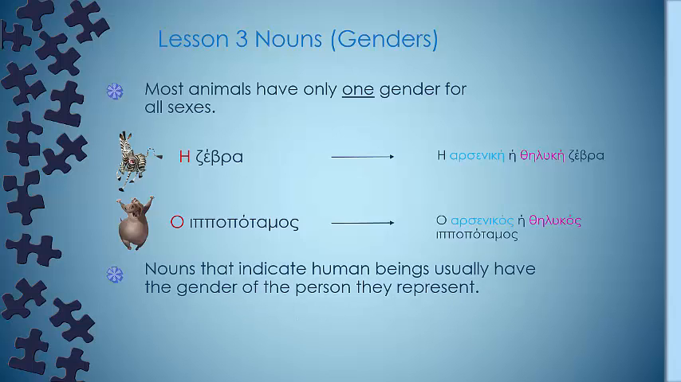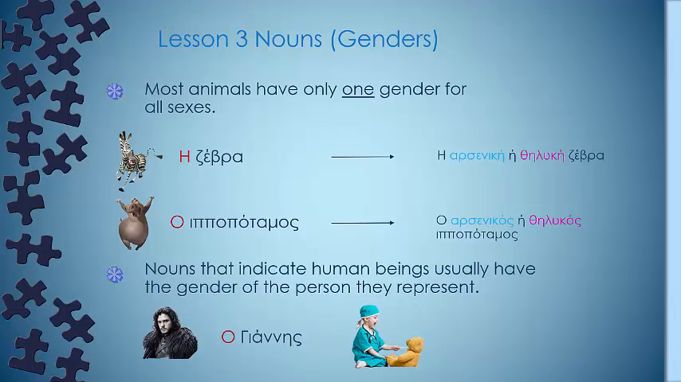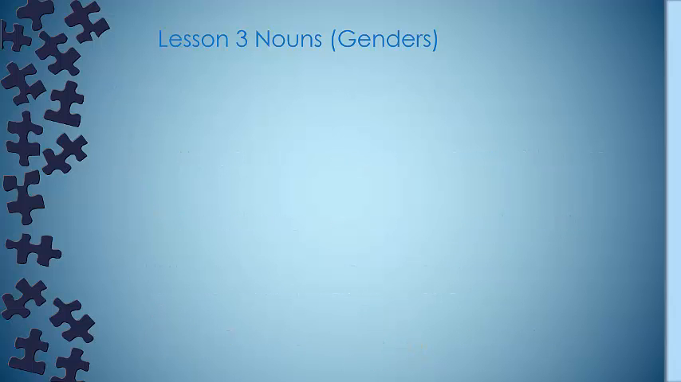Nouns that indicate human beings usually have the gender of the person they represent. So, Yanis is a man. He's male. He's John. So, I'm going to use o. Necessarily, I'm going to use o because he's male. I see him and he's a man. Same goes with the nurse. I go to a hospital and I see a nurse. She's a woman. So, I'm going to say η νοσοκόμα. I'm not going to say ο νοσοκόμα. She's clearly a woman.